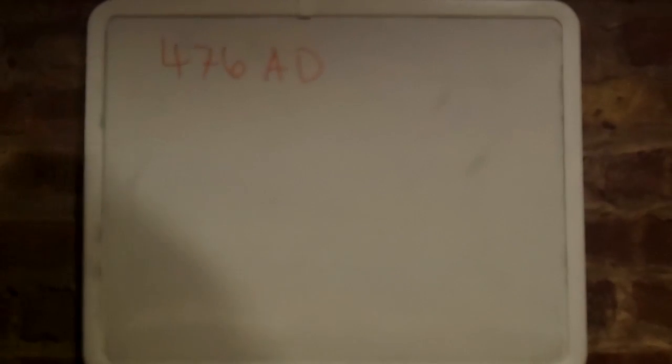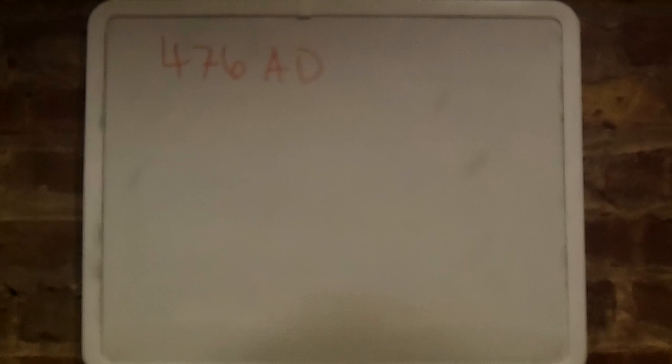So, when we say the fall of Rome, it happened in about 476 AD, and the reason that date is so exact is this was the date that the last Roman emperor in the West was deposed. He was deposed by a Germanic warlord.